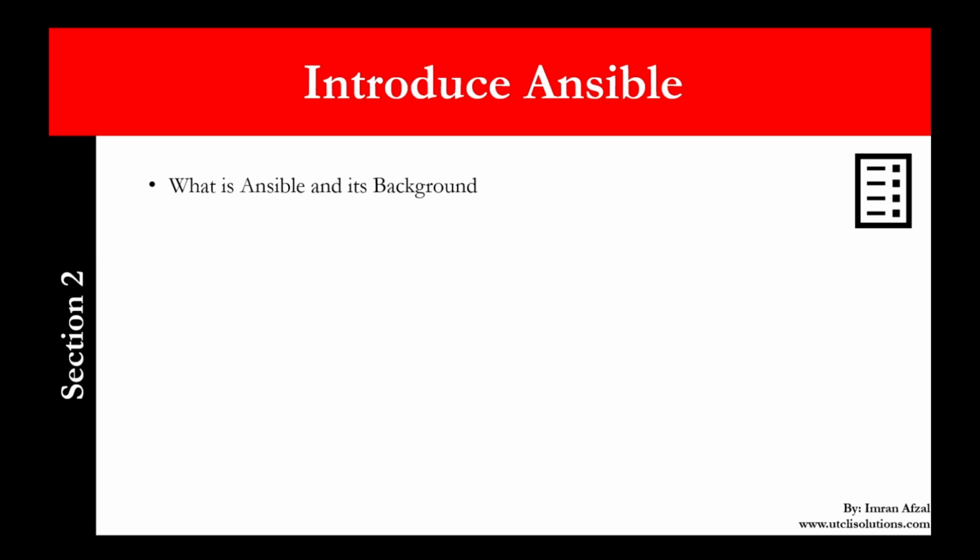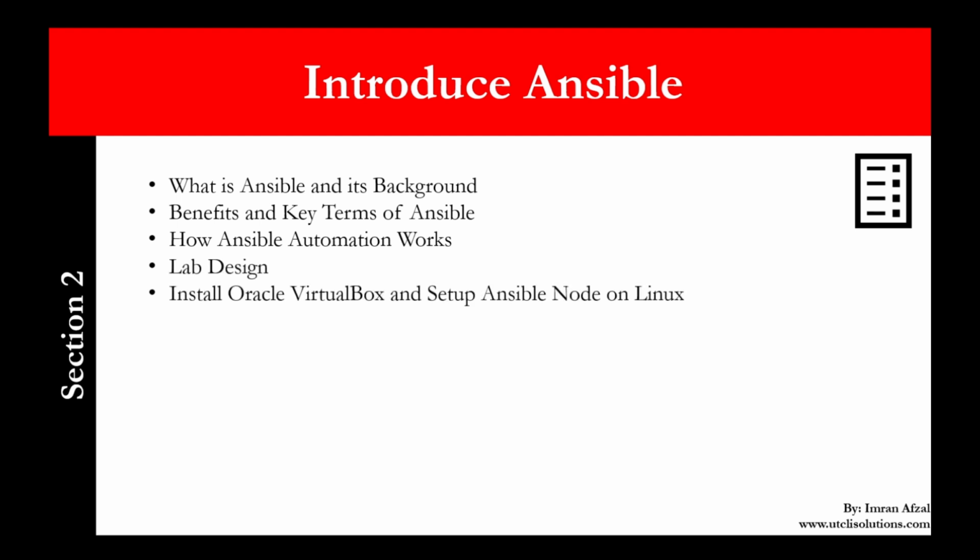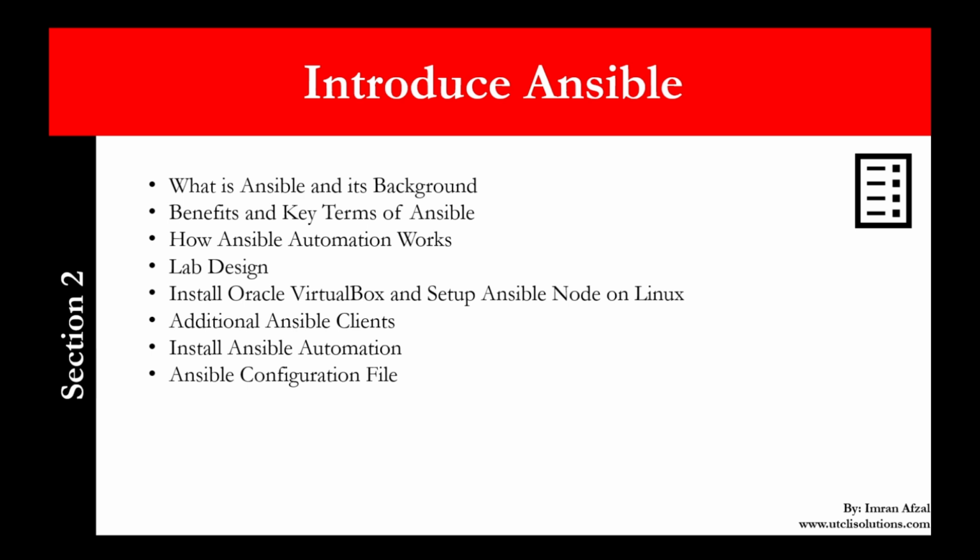We'll go over what Ansible is and its background, benefits, key terms for Ansible, and how Ansible automation works. For the lab design, we will install Oracle VirtualBox and set up our Ansible node on Linux. Then we will create additional Ansible clients. Then we'll install Ansible software. Ansible configuration will be done. And then we'll go over the YAML file, syntax, and example. Now, every section will have handouts for you to read and a quiz for you to test your knowledge of what you have learned in each section.